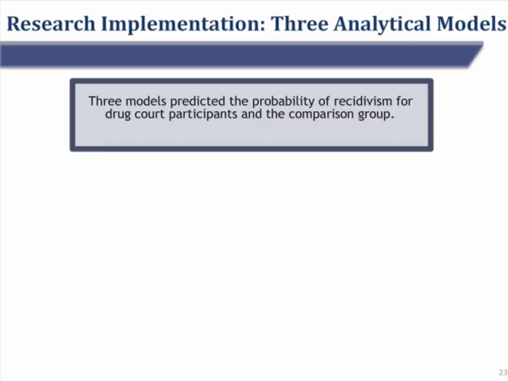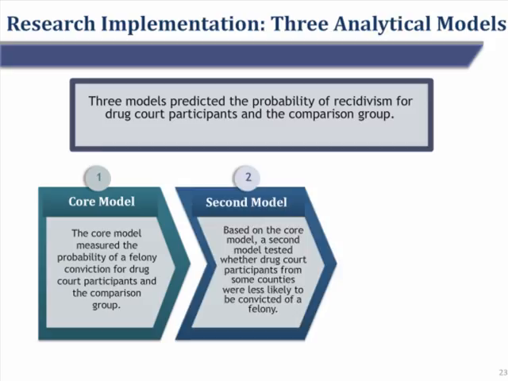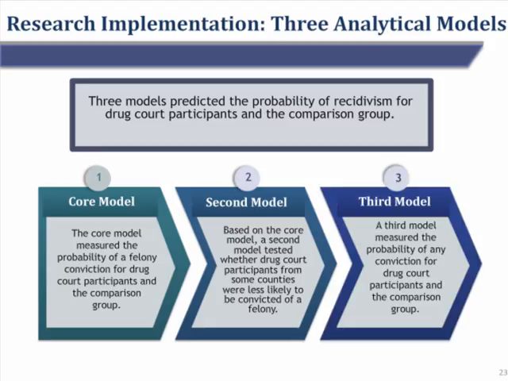In the report, we share the results of 3 models. First is the core model estimating whether a drug court participant is more or less likely to be convicted of a felony than a member of the comparison group. Second, based on the felony conviction model, the second model measures whether the county of drug court that a person attends affects their likelihood of recidivism. And finally, the third model looks at whether drug court participants are less likely than a comparison group to be convicted of any crime. So that includes felonies and misdemeanors.